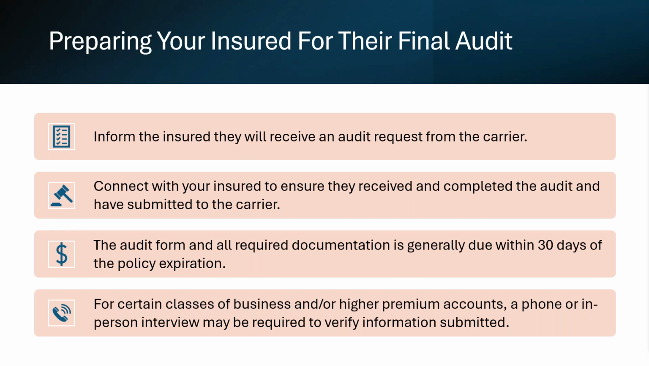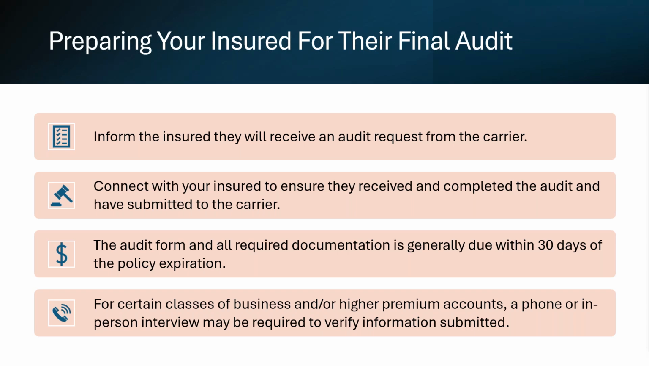So make sure to connect with your insured around this time, typically before the policy term is about to renew, to ensure that they've received the final audit request and also provided all of the requested information to the carrier. So, gathering those certificates of insurance for potential vendors or subcontractors, payroll reports, tax returns, everything that the carrier has listed out. The insured typically has 30 days to comply with their final audit. If it's not completed within that allotted time frame, it will be marked as non-compliant.